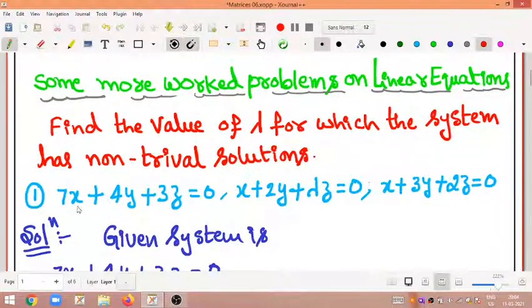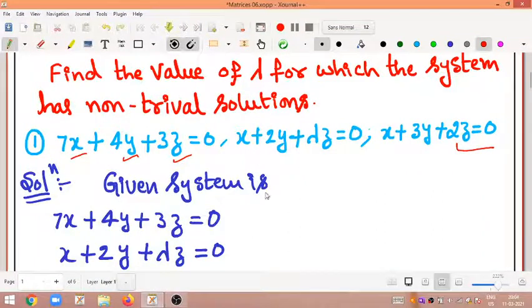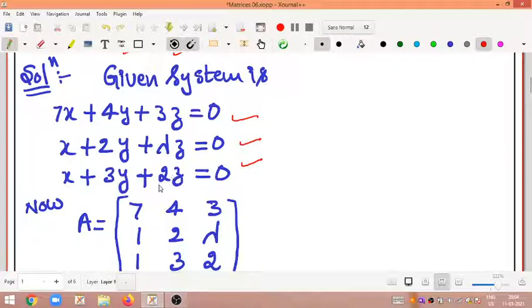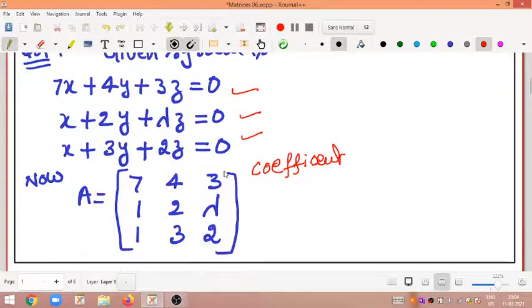The system is given as: 7x plus 4y plus 3z is equal to 0, x plus 2y plus lambda z is equal to 0, x plus 3y plus 2z is equal to 0. So that given system I wrote like this. For this given system, we want to write the coefficient matrix. This A is called the coefficient matrix.